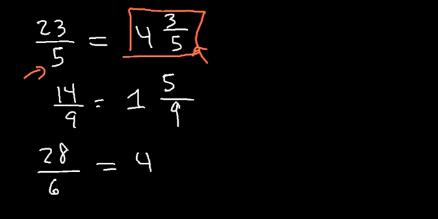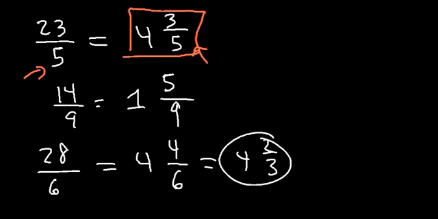So 6 goes into 28 4 times. The denominator will stay the same. And 28 minus 24 is 4. But you can reduce that. 4 over 6, if you divide both numbers by 2, that becomes 2/3. So this is 4 2/3. So that's one way you can do it.